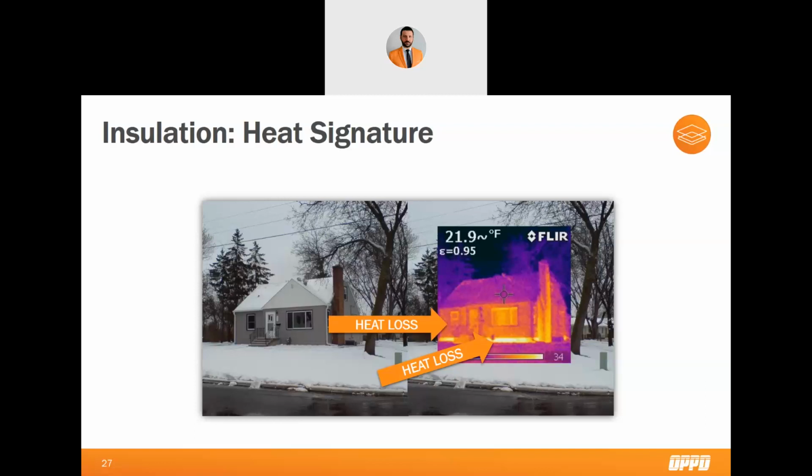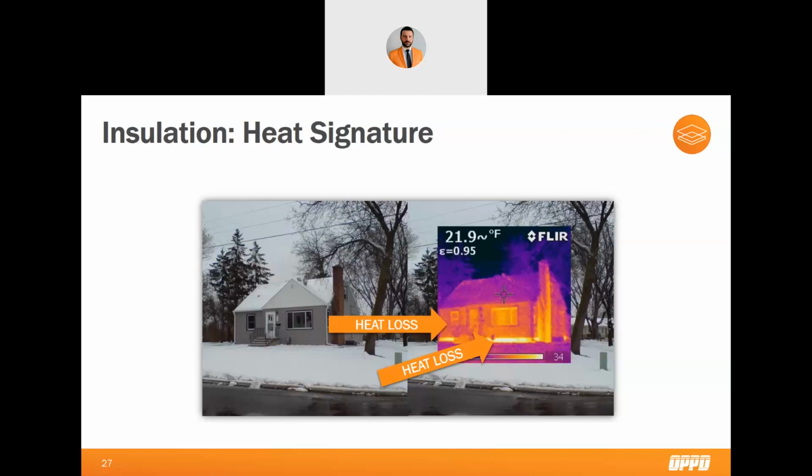In this photo here, we have a home in the wintertime. The inset image is from a thermal imaging gun. The brighter the orange or yellow, the more heat is transferring. As you can imagine, windows and doors are terrible insulators. So is a chimney, as you can see.